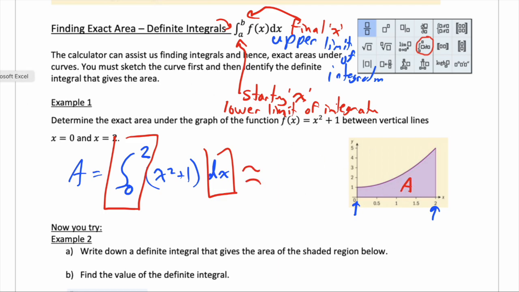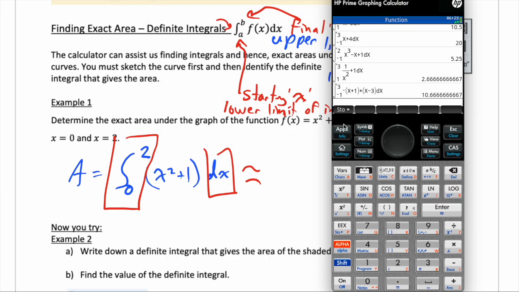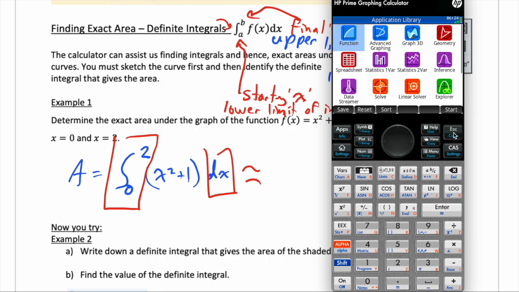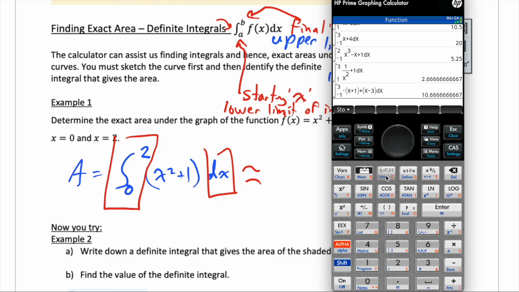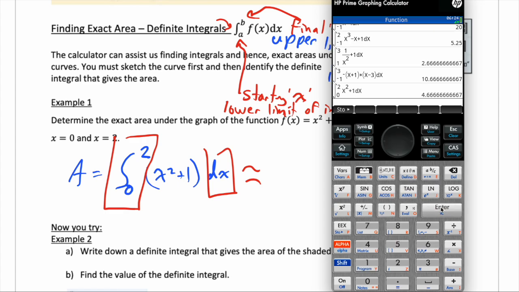Okay, so let's do that. Alright, so let's go to apps. Actually, we don't need to go to apps. We can click right here, this symbol button here, and click here. And this is 0 in the lower limit of integration, and 2, and x squared plus 1. And you've got to stick in the dx at the end.